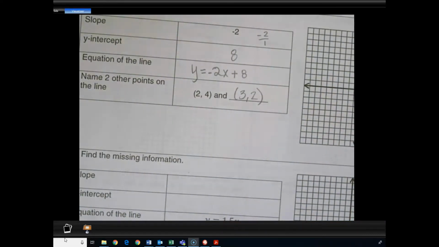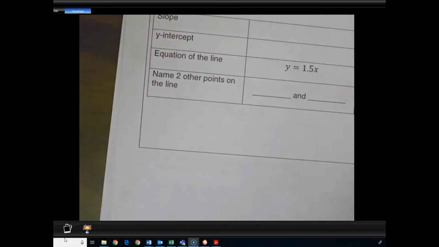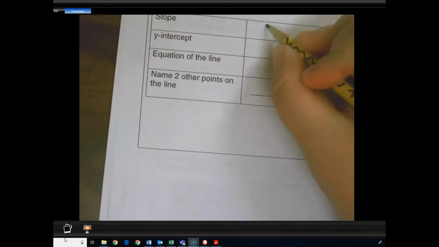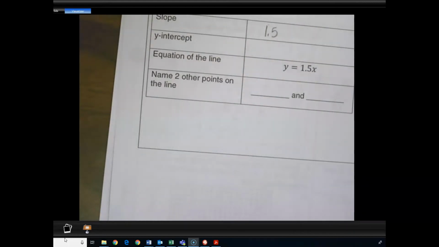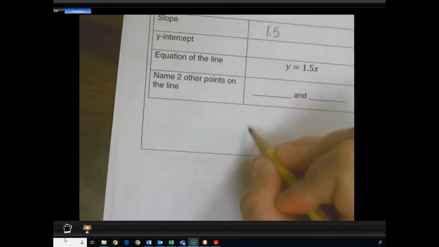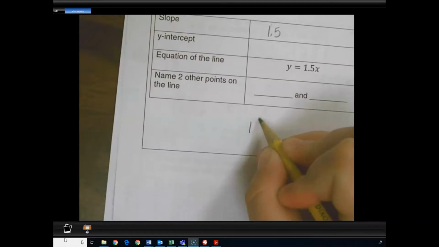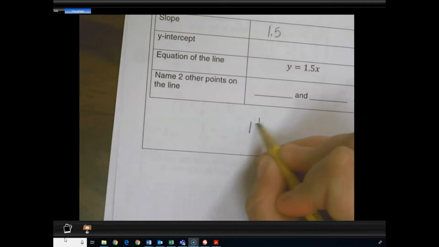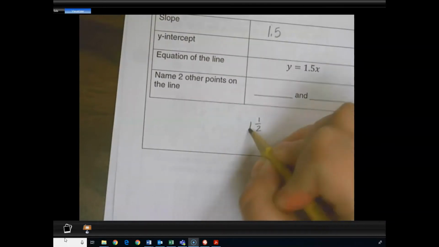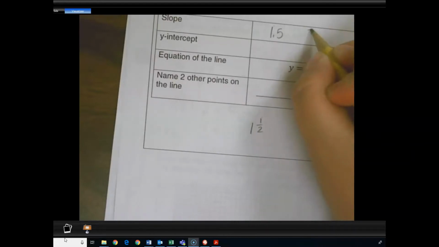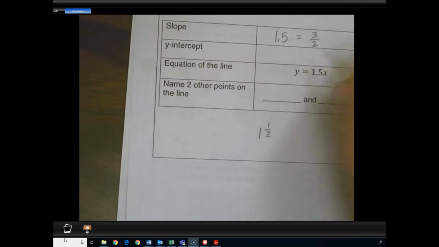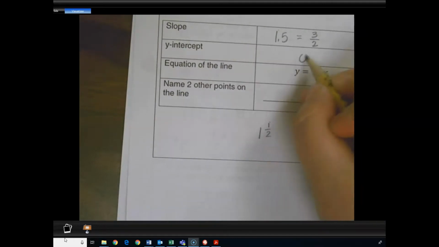Alright, let's look at the next one. Missing information. I only have an equation this time. I know my slope is 1.5, but I don't like it in that form. That's 1, and 0.5 is a half, or 5/10, so 2 times 1 plus 1, and I get 3/2 as my slope. My y-intercept, there's nothing there, so it's going to be a 0.